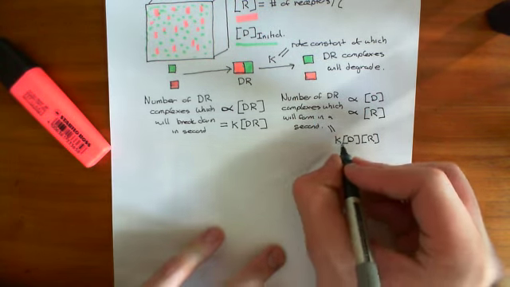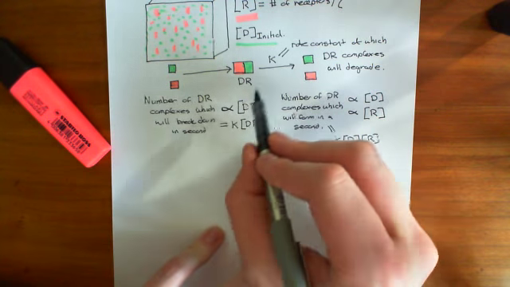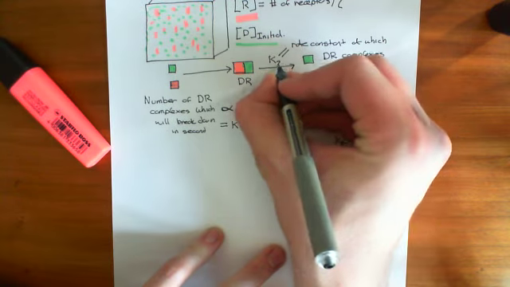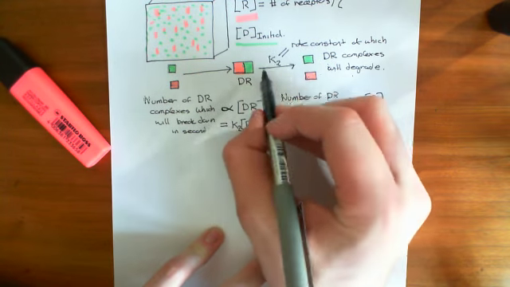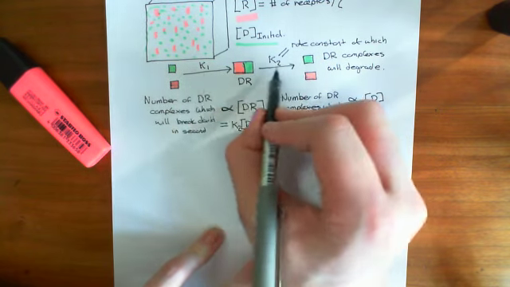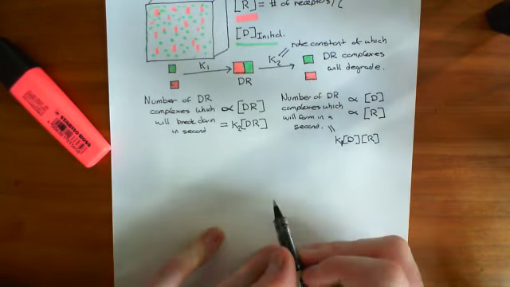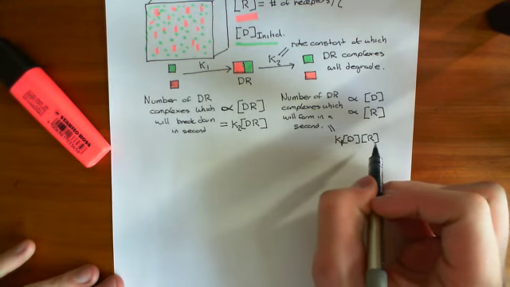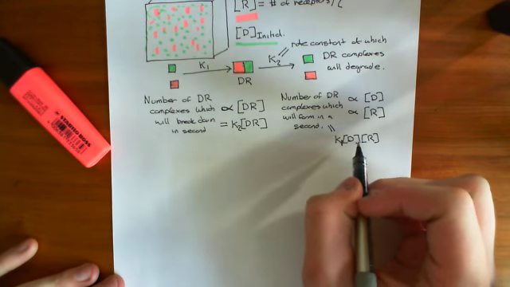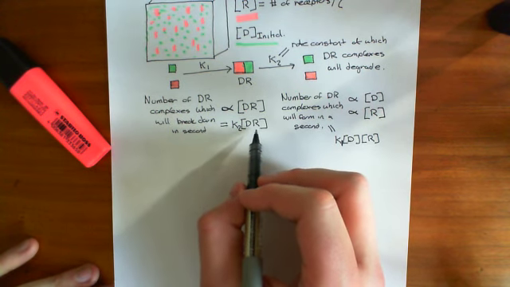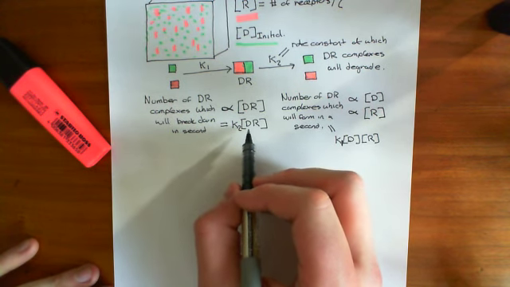So we've now labelled two different Ks here. I'm going to call this one K1 and this one K2, because K2 is the degradation, and K1 comes before K2, which is why I've called them K1 and K2. So this is going to be the number of drug receptor complexes which will form in a second, and this is going to be the number of drug receptor complexes which will break down in a second.